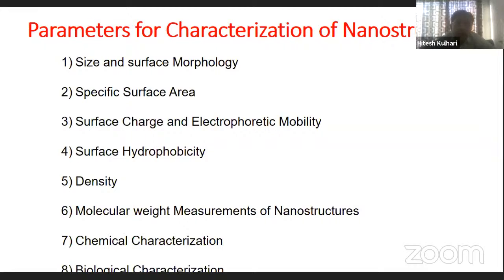We will be seeing the various techniques for the characterization of size and surface: how we will determine the size and surface morphology, whether it is a needle shape or hexagonal shape or tetragonal, which type of shape is present, and how to determine the surface area, the specific surface area. We will be determining the surface charge, electrophoretic mobility, surface hydrophobicity, density, molecular weight determination, their chemical characterization and biological characterization. We will see what are the various techniques available for determining these parameters of the nanostructures.